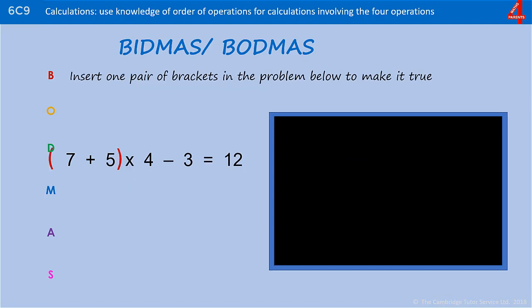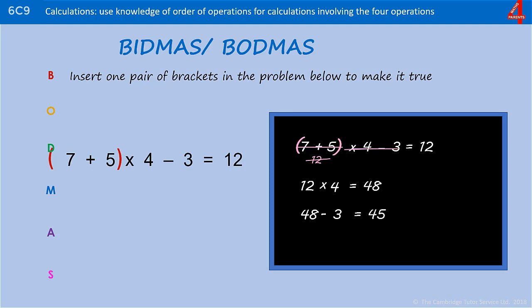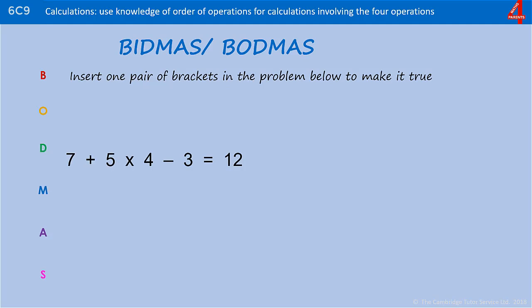Let's see if it works if we put the brackets round 7 add 5. So now we have 7 add 5 multiplied by 4 take away 3 equals 12. Does that work? 7 add 5 is in the bracket, so that goes first, that's 12. The next operation we need to use is multiplication. 12 times by 4, that's 48. And we're left with minus 3. 48 take away 3 is 45. So that one isn't correct either.